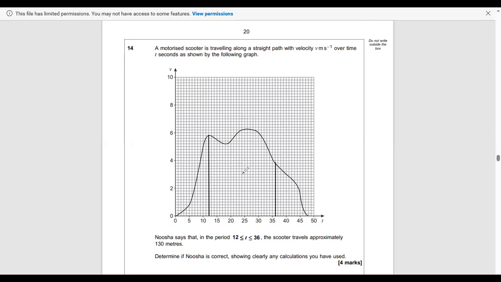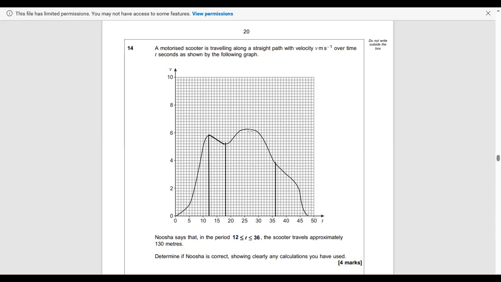Now, one way that I think I'll do this is to use a set of trapezia to estimate this area here. So what I'm going to do is again just draw a straight line. I'm going to take this point here and draw a straight line down there. So we've got a trapezium here, and we're going to use that to approximate the distance traveled between 12 seconds and 18 seconds. And then I'm going to do the same up here.